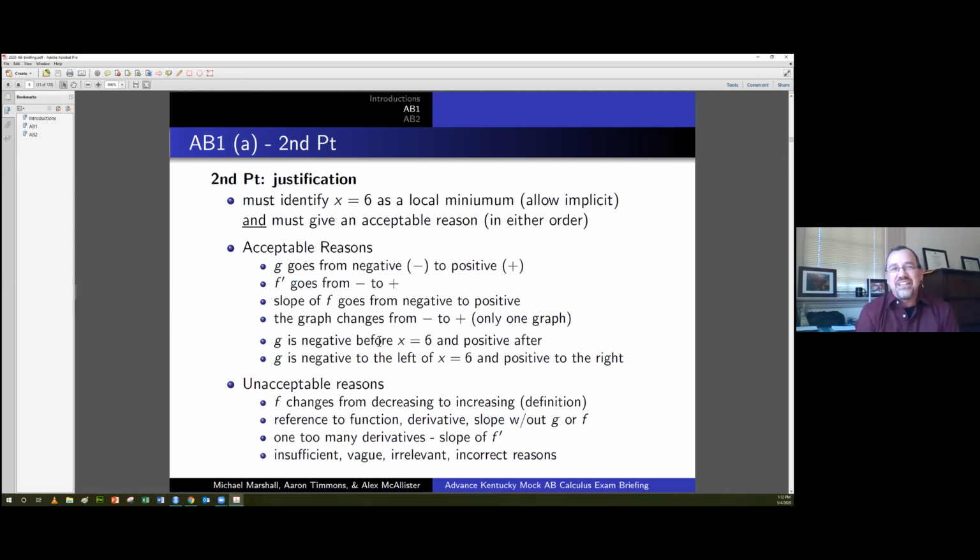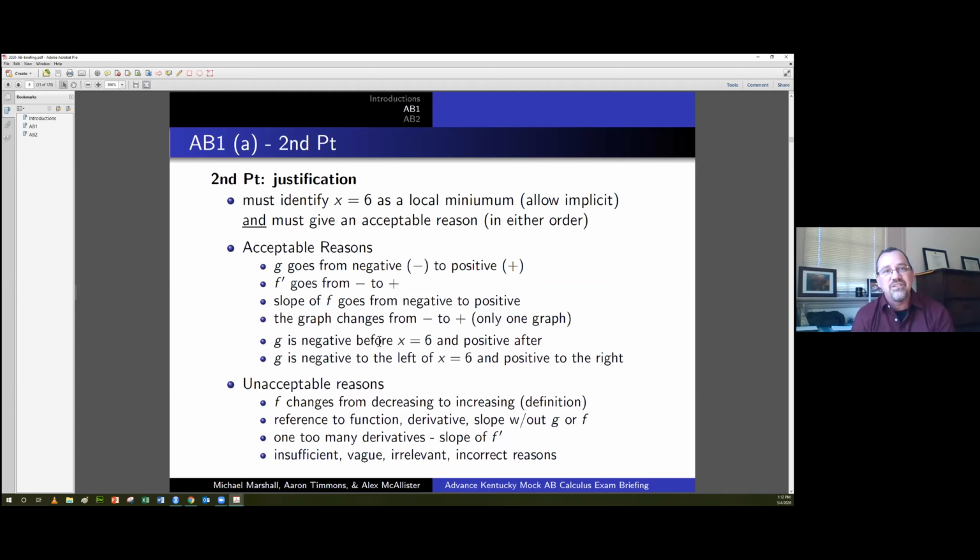Maybe they might say F changes from decreasing to increasing. Well, that is what happens at a minimum by definition. So we need to see them actually using the information that they're given in the question. They might reference function, derivative, slope, and not mention whether they're talking about G or F. We've got a couple functions that have been named and identified here. They're gonna refer to those things. Right, it's their obligation to communicate and be more specific about which function, which derivative they are talking about.